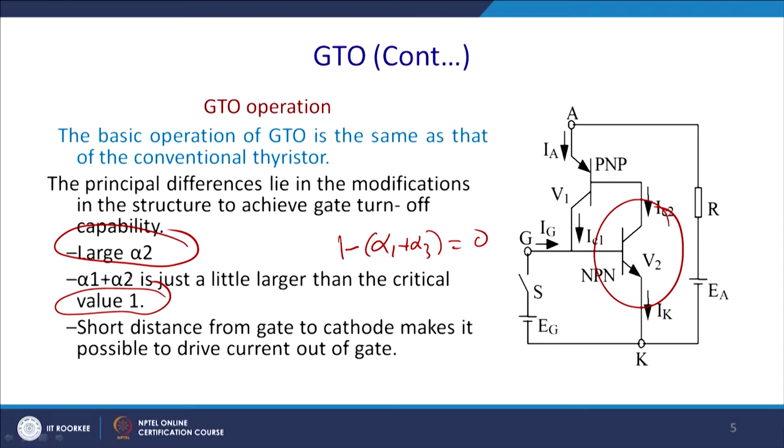The short distance from the gate to cathode makes it possible to drive the current from the gate. This upper one is the NPN transistor and you can turn it on, so it will have a fast turn on. Thereafter you can turn it off, but then you have to change the signal and change alpha 2, and you have to make the transistor inside this GTO structure go into the cut-off region, then you can achieve the turn off of this device.